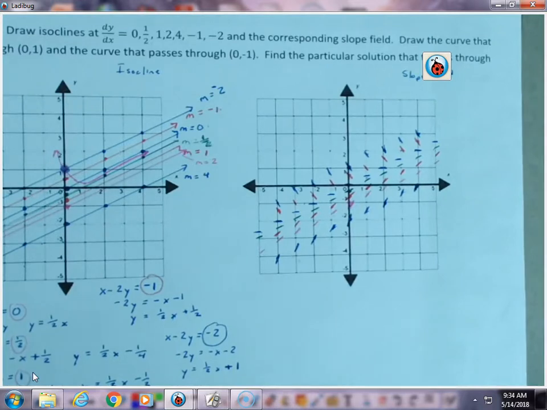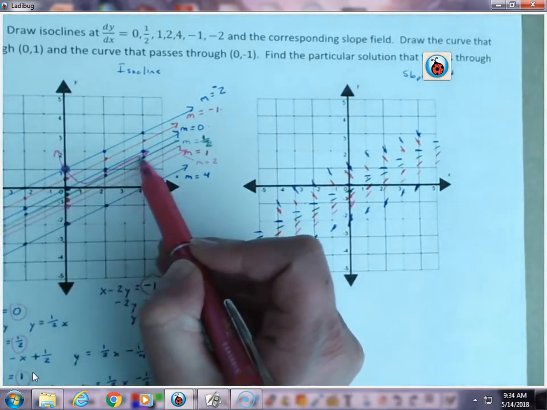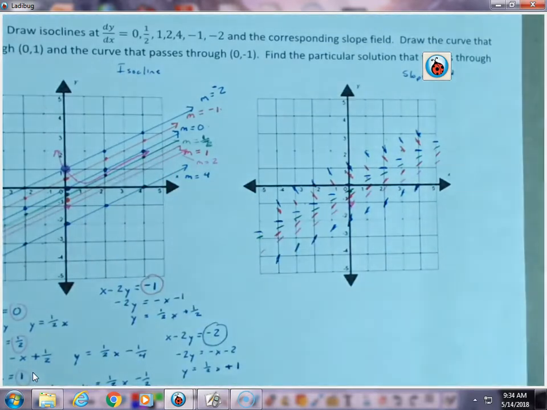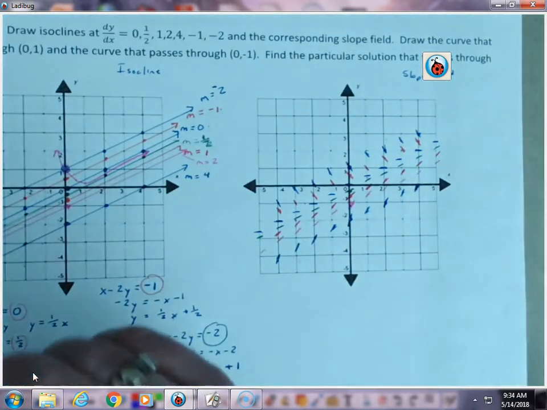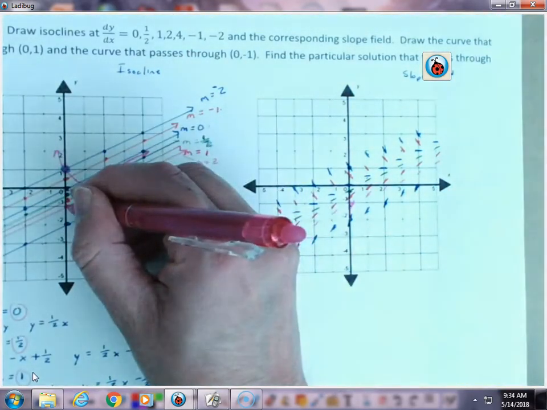Okay. Can you see that? I know it looks like a sea of lines, but it basically just went down and then it's stuck between 0 and 1/2. Now we got to go the other way. It says to draw a curve that passes through 0, -1.